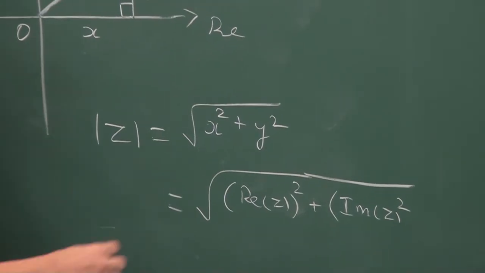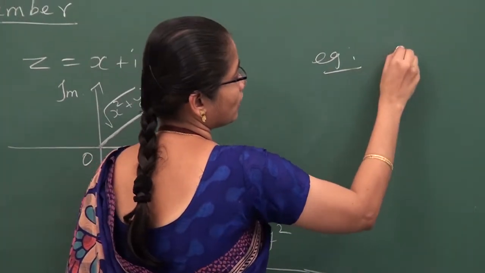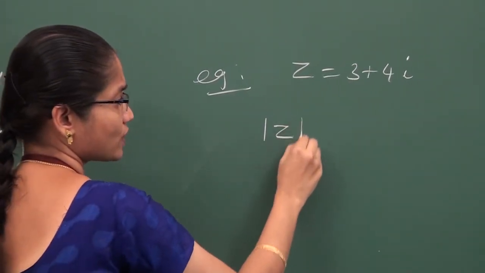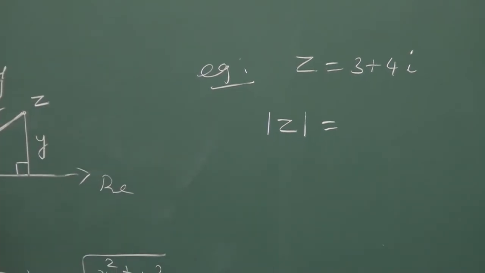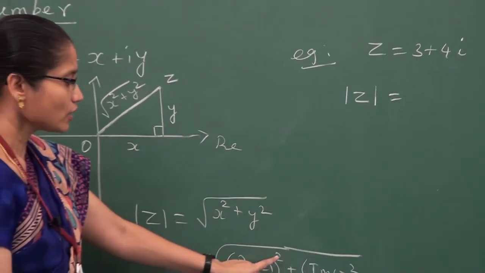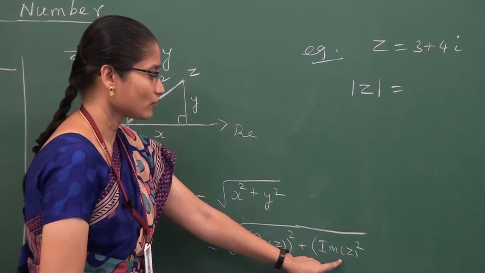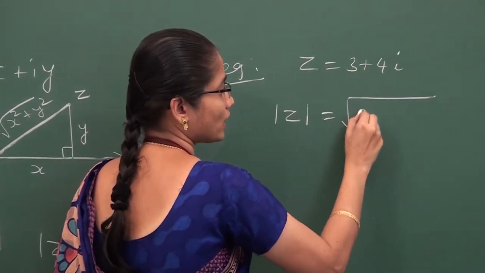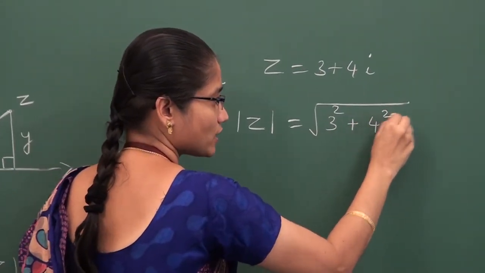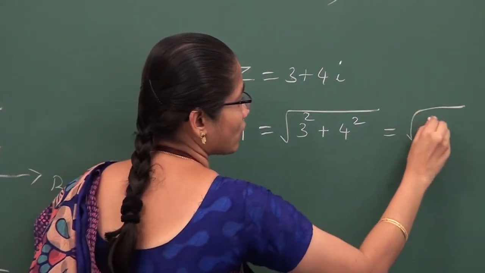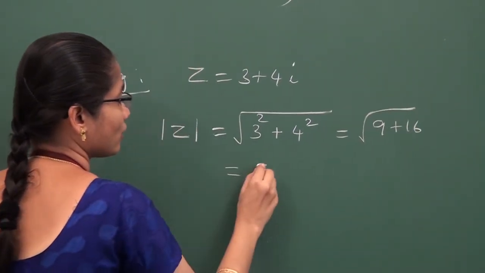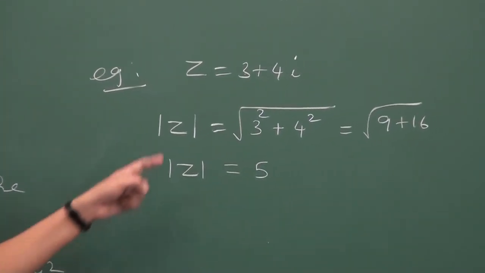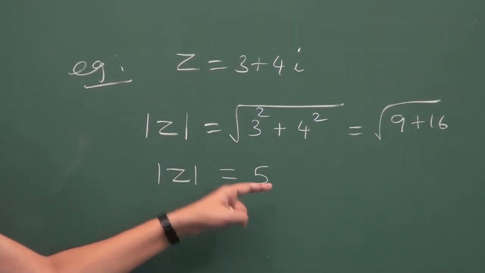Let us see two more examples. First example, let z equal 3 plus 4i. How will you find the modulus of z? According to this definition, root of x square plus y square, that is, the square of the real part plus the square of the imaginary part, and finally we have to take the square root. So root of 3 square plus 4 square, which is 9 plus 16, root 25, which is nothing but 5. So the modulus of this complex number is 5. That means this complex number is at a distance of 5 units from the origin.